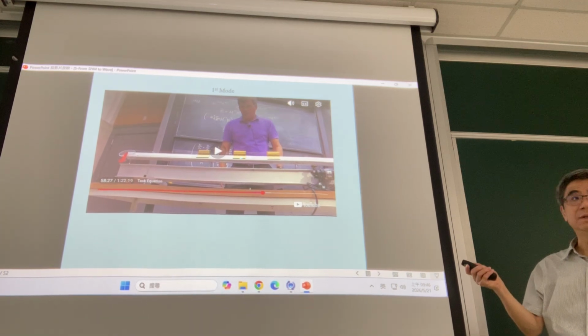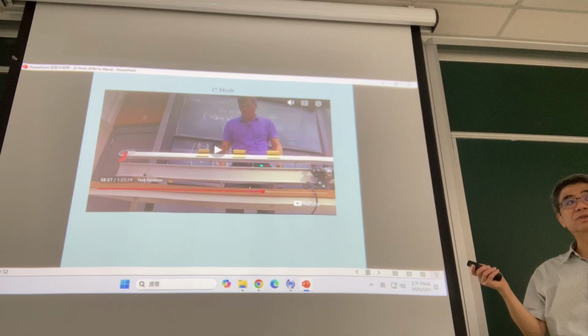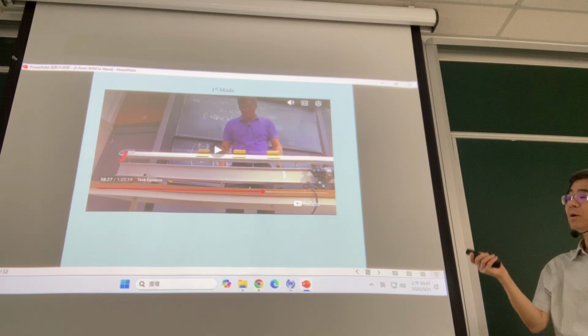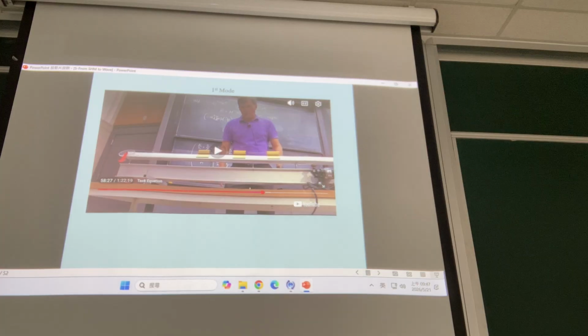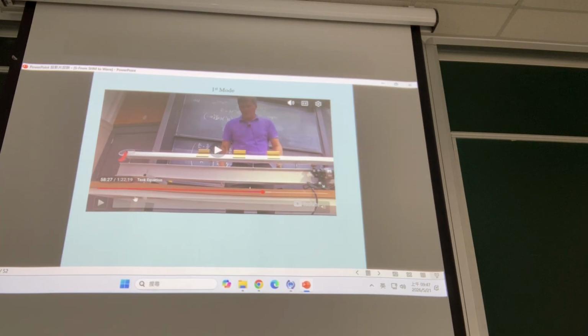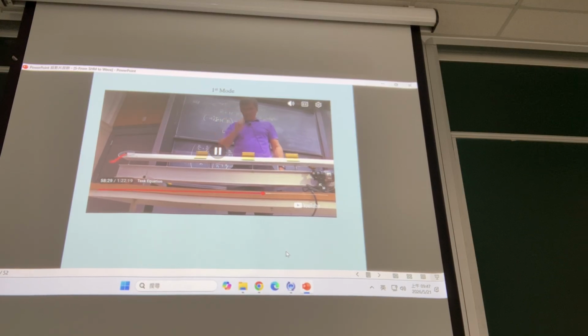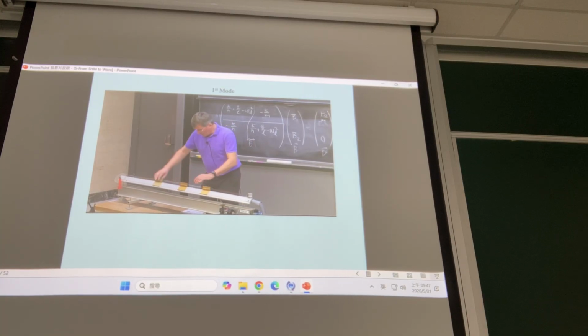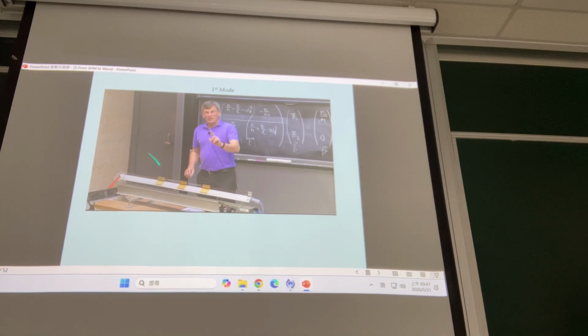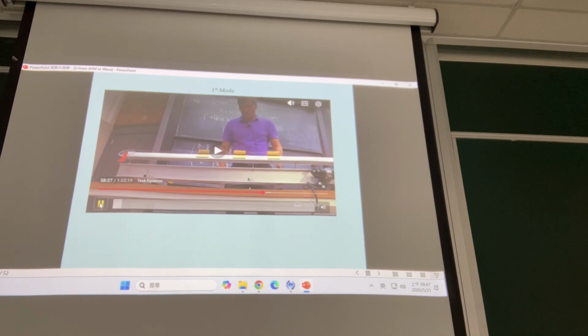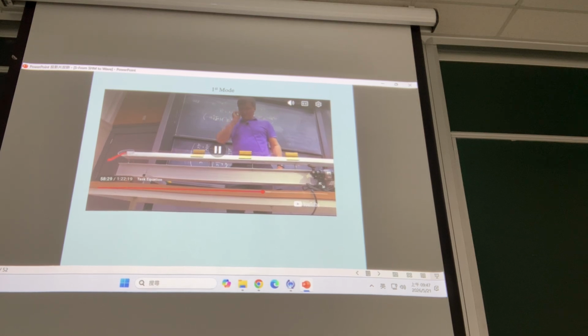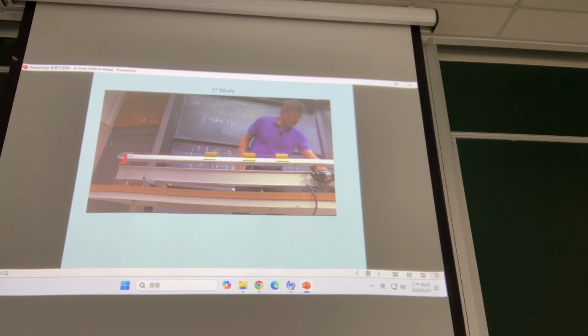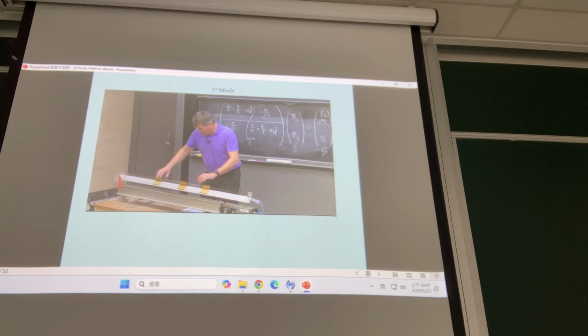Here he showed the 3 oscillation modes directly on an experimental setup. This is the first mode. You can see that there are 3 particles, of course connected by springs. And then the professor set up the first mode. If you remember the first mode, the 3 move together.